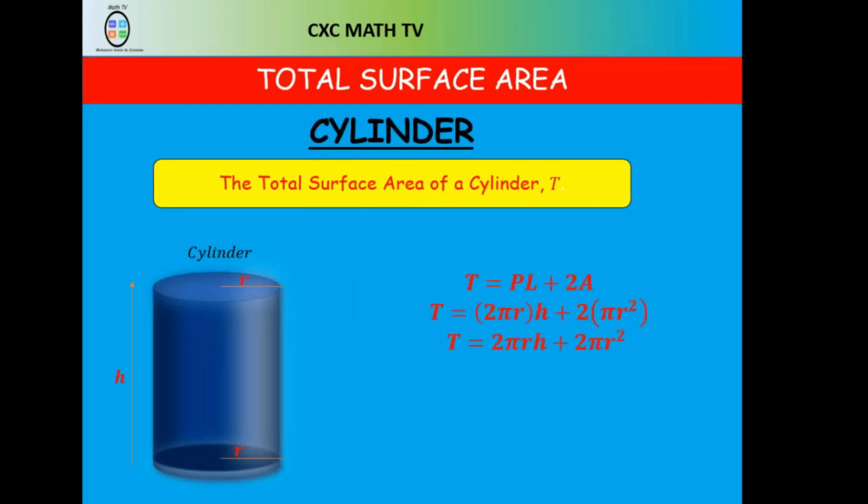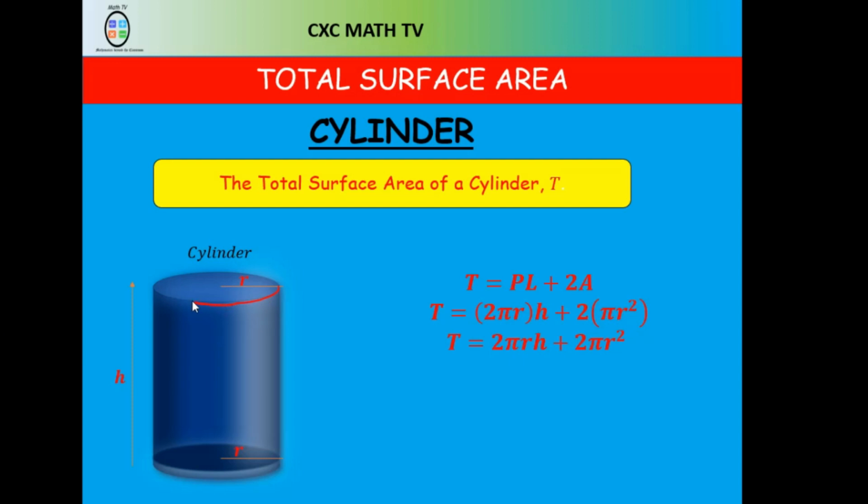Right? So this is the cylinder. This is going to be the formula, right? We already established the formula is the perimeter of the what? Perimeter of your curved surface. So in this case, this right here, your cross section. Perimeter of your cross section.